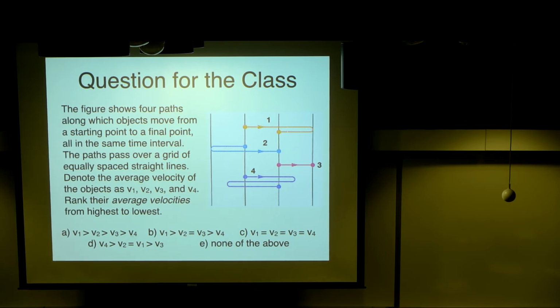So for this, I'm just going to write an equation down that you'll need. V is delta x over delta t. Same delta t for all these cases. They might differ in terms of their delta x. Okay? So start by just thinking about what is the displacement, what is your delta x for each one of these different pictures.